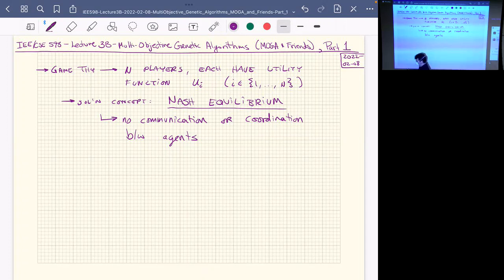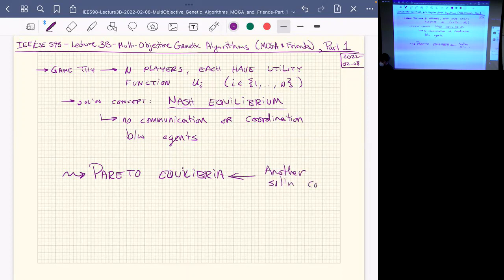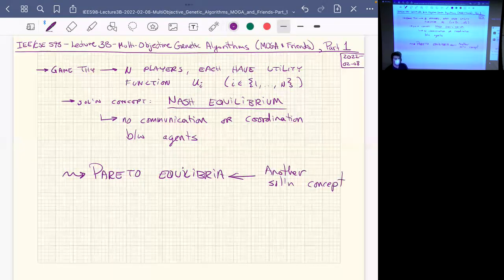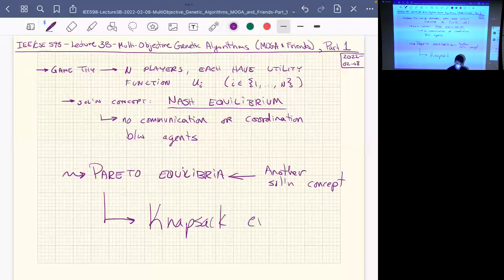Now, another solution concept that we're going to get into here is the so-called Pareto equilibria. This is another solution concept, and I'm just going to introduce it here with a knapsack example. So I'm going to flip my page here and start this knapsack example, and that will motivate this other solution concept.